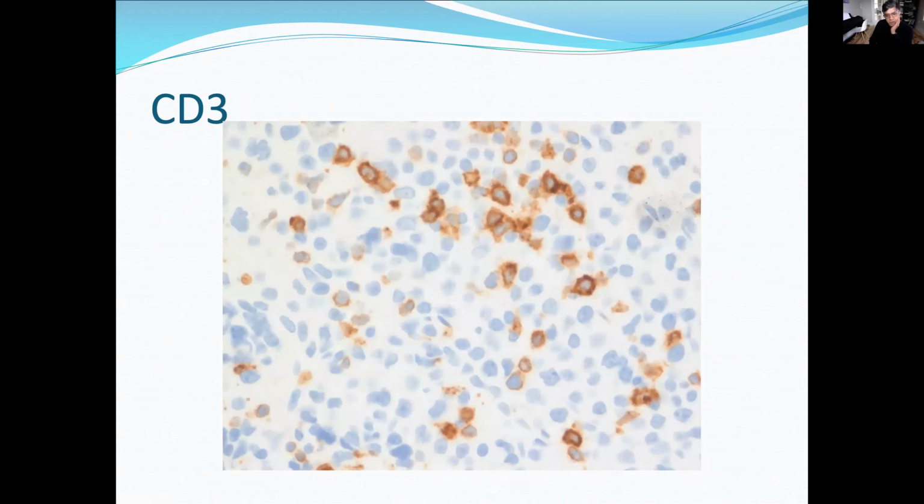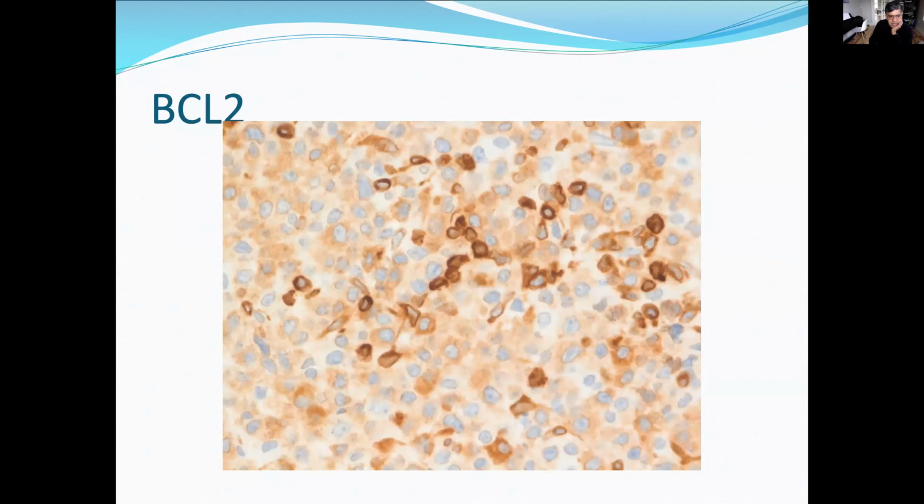CD3 stains the background T cells. The cells of interest are negative. So always, when we describe stains, make sure you refer to the right population along with your internal controls. This is BCL2, and I have no clue why BCL2 was done. And yes, Sarah has also come up with the right answer, the perfect answer actually. And yes, numerous people have come out with the right answers. I will name all of you down the line.